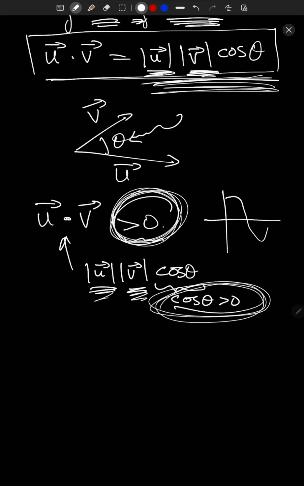Well, here's the graph of cosine, and it's positive from 0 to pi over 2. So our conclusion here is that if u dot v is positive, then the angle between them is between 0 and pi over 2. All right. Okay, so maybe something like in this picture above.